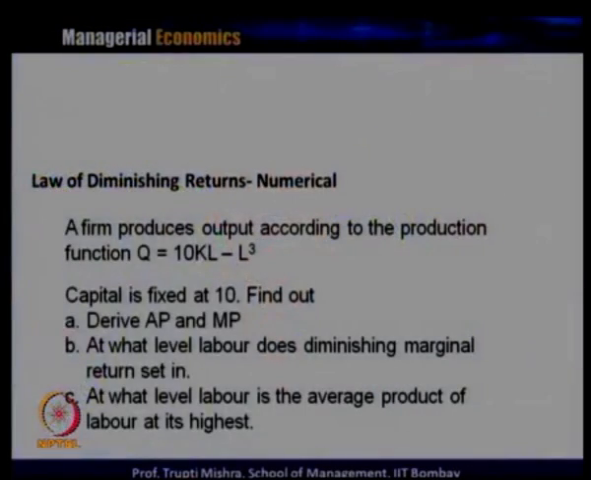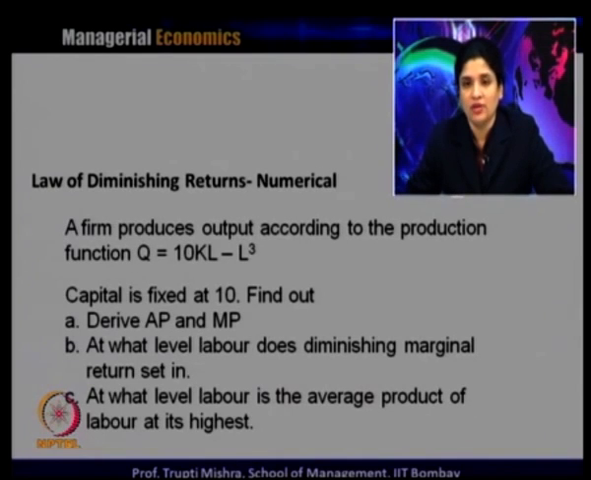Now, if you remember, in the last class we talked about the short run production function, that is, in terms of the law of diminishing returns. Next we will see numerically how we get the values of the three stages, the different stages of production, and how we find the values of average product and marginal product, at what level diminishing marginal returns set in, and at what level of labor the average product of labor is the highest.